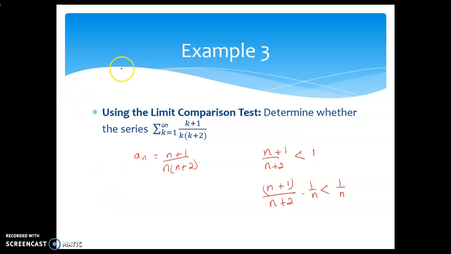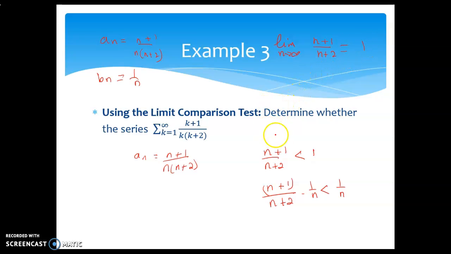limit comparison test. So we're going to say at this point that our a sub n is what we have here, which is n plus 1 over n plus 2. And then our b sub n would be equal to 1 over n. So then we use the limit as n goes to infinity of n plus 1 over n plus 2, and then we divide by 1 over n, so 1 over n will take care of this n. The limit of this right now is going to give me 1.